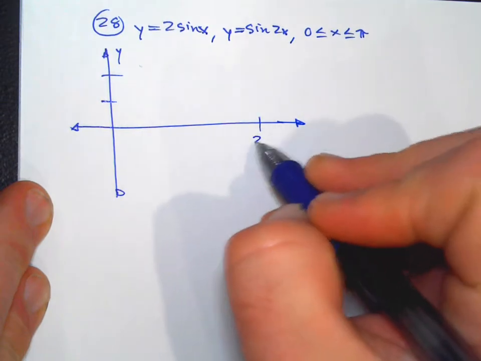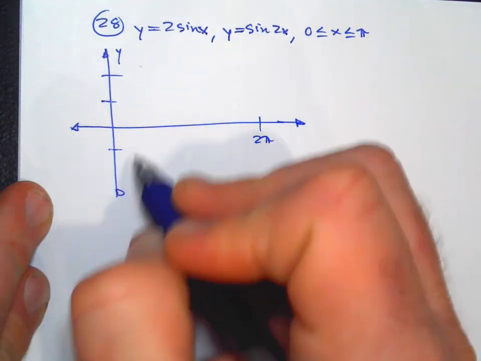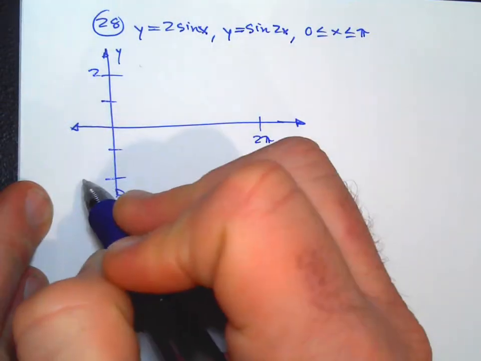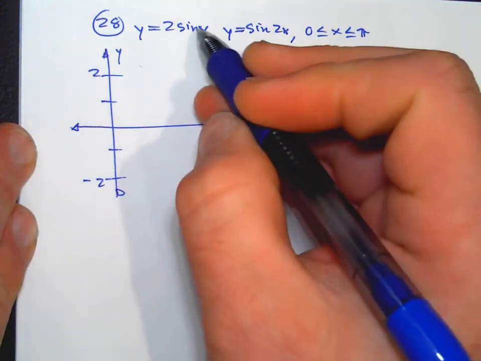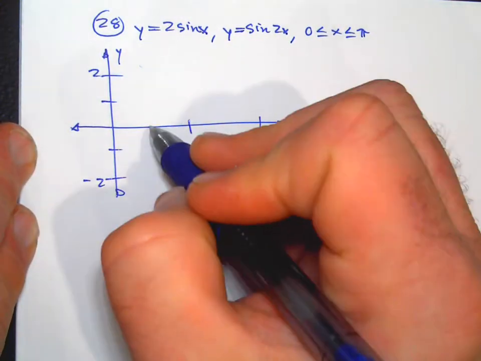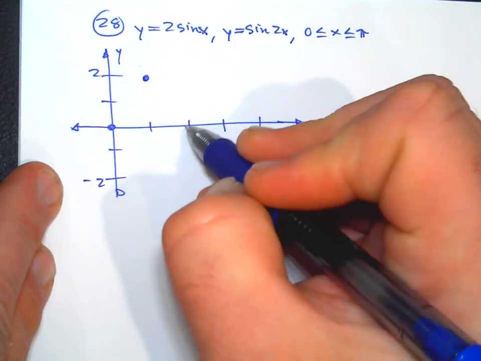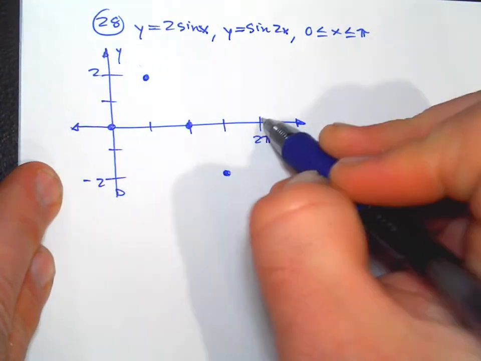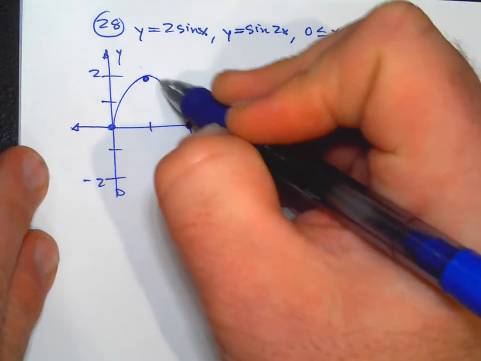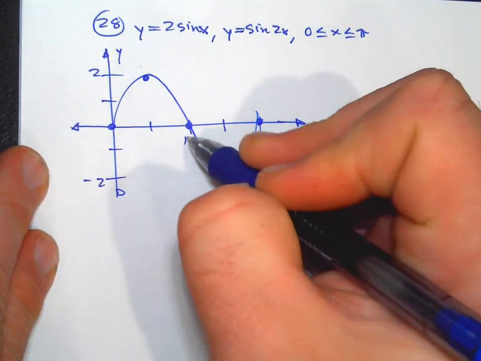Period is usually 2 pi. Amplitude is usually 1, but this one is twice as high as normal. So 0, 2, 0, -2, 0. And we're just doing 0 to pi.